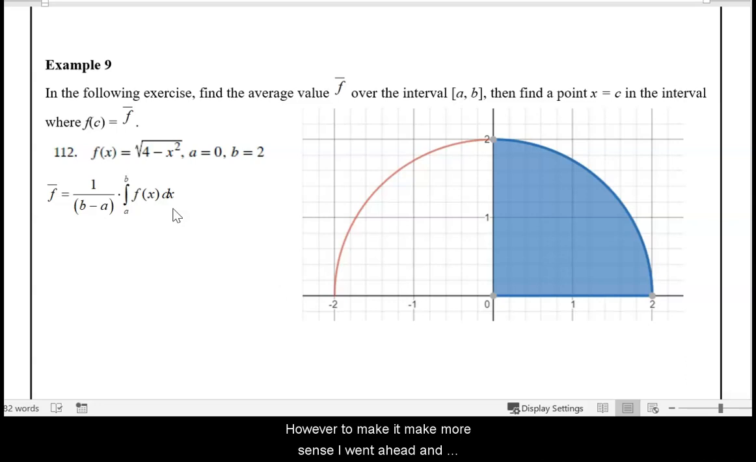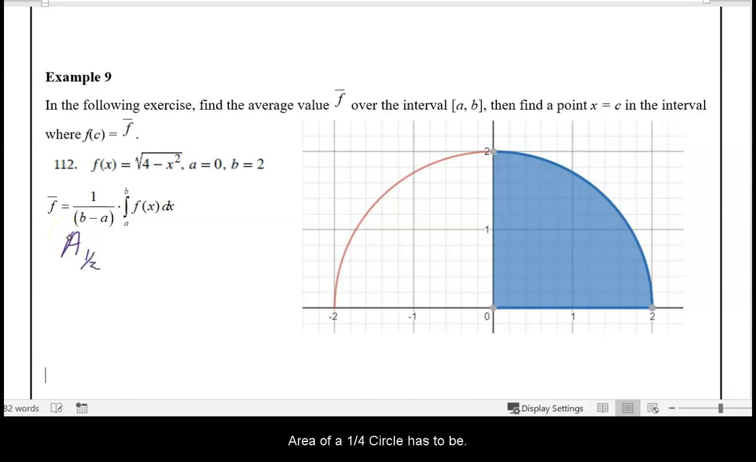However, to make it make more sense, I went ahead and used the same variable that the function is given with respect to. To compute this now, I need to find 1 over b minus a times the area between the function and the x-axis from a to b. Our a is 0 and our b is 2. In other words, I need to find the area of this 1/4 of a circle. Since the area of a circle is pi r squared, then the area of 1/4 of a circle must be the following.